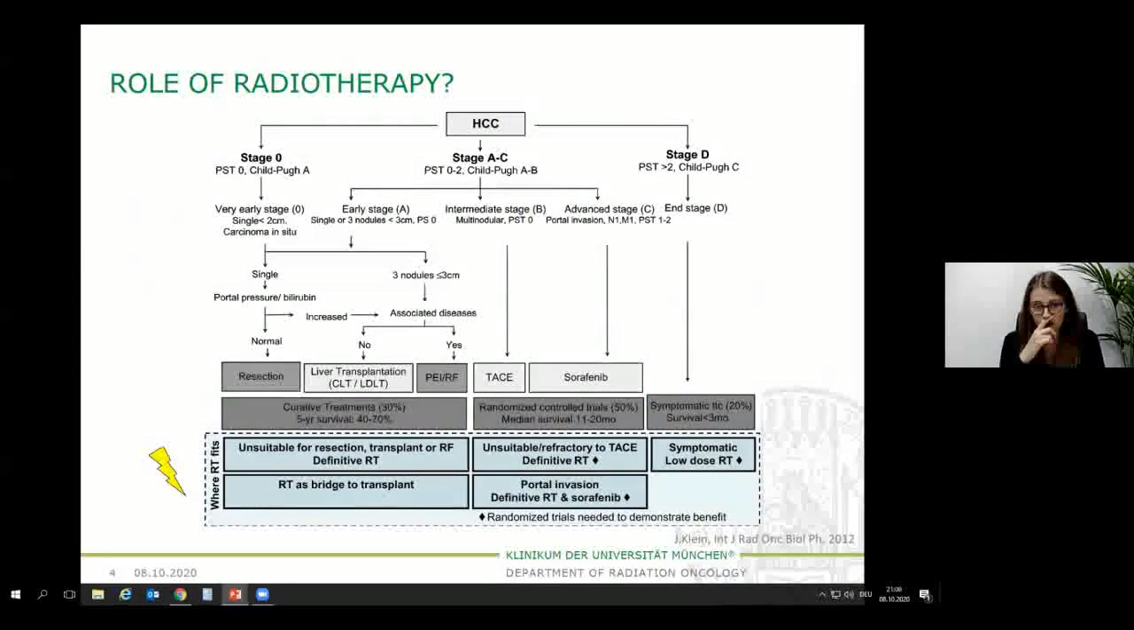What's the role of radiotherapy within this context? So over the last year, I think that the role has also evolved. So it started with the early stage HCCs, where radiotherapy was mainly used for patients who were not candidates for surgery or for other local ablative therapies. But now it can be also used in more elevated stages of hepatocellular carcinoma, and also in combination with systemic therapies.